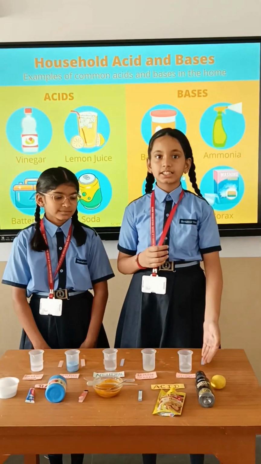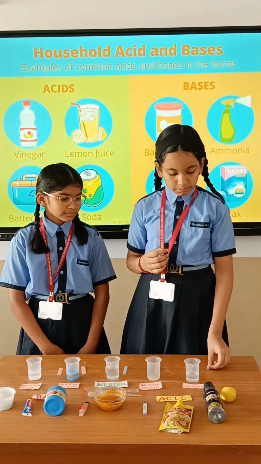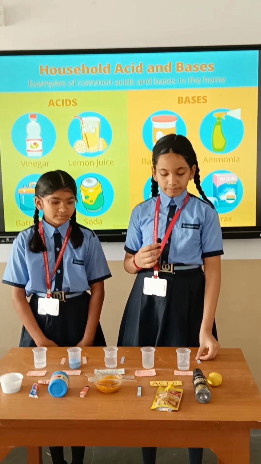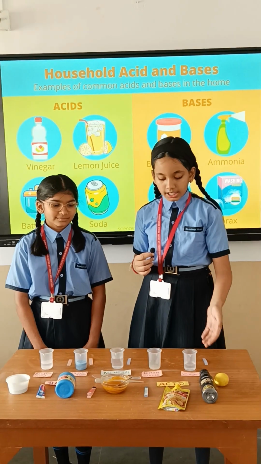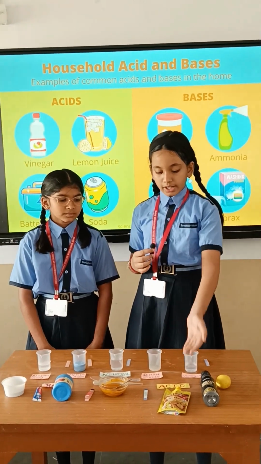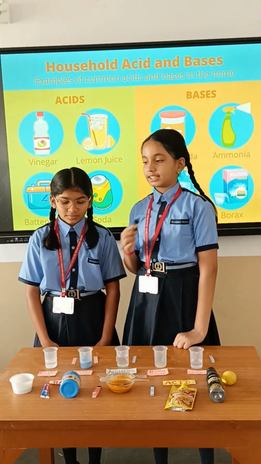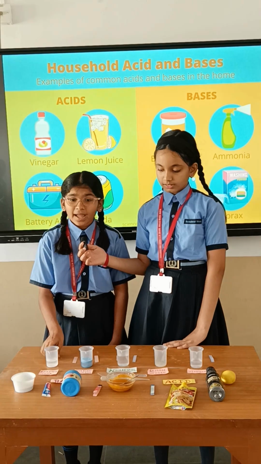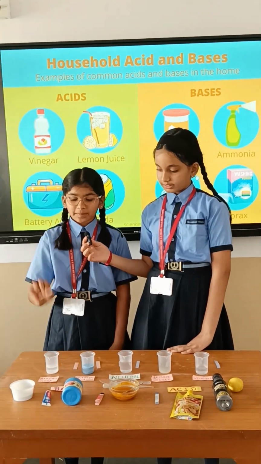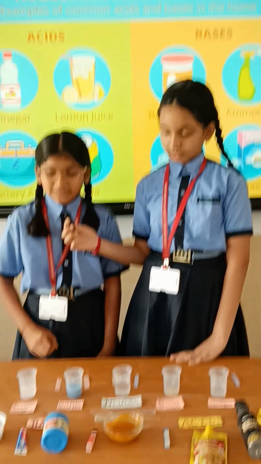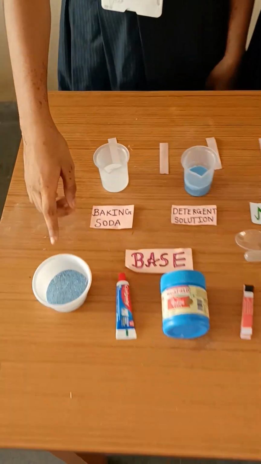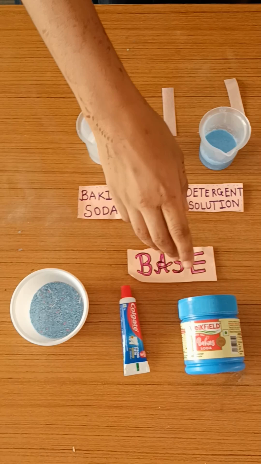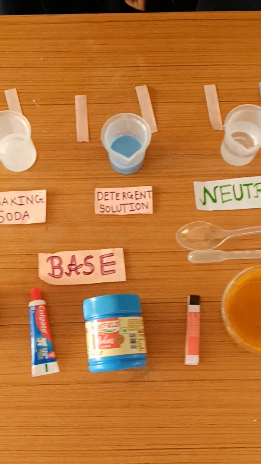Acidic substances taste sour and turn blue litmus paper into red. Examples like vinegar and tomato sauce are some acidic substances. Bases are substances that are bitter or feel soapy and turn red litmus paper into blue. Examples are detergent solution, Colgate, or baking soda.